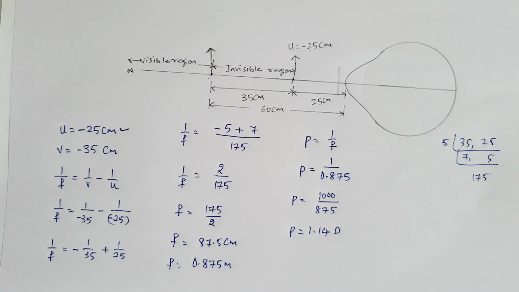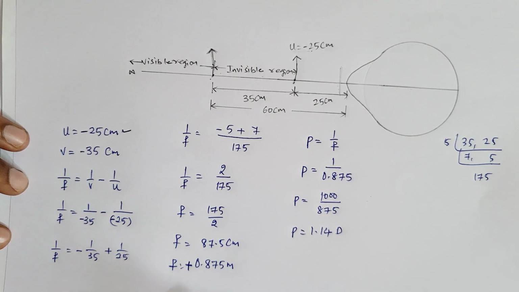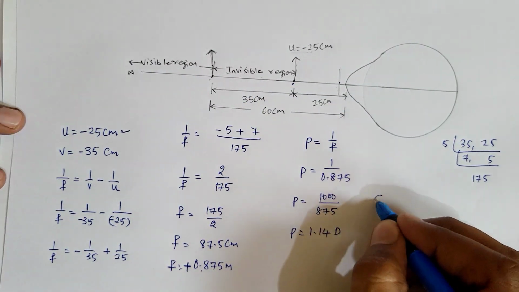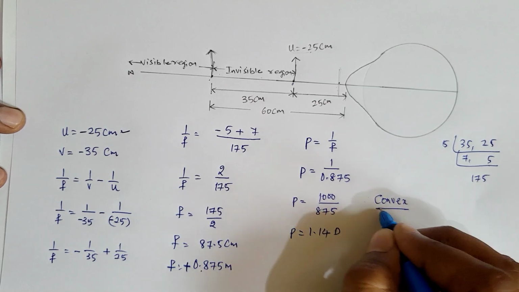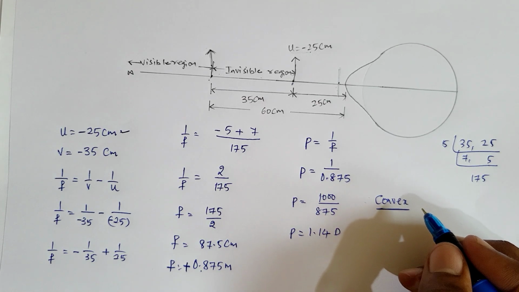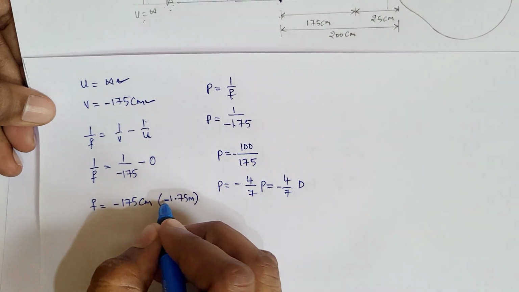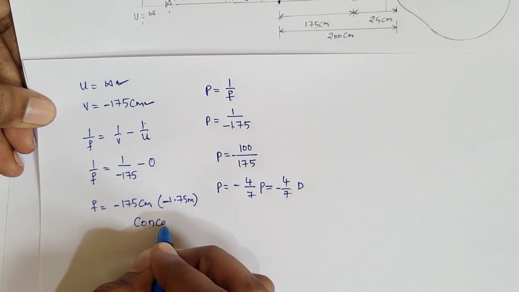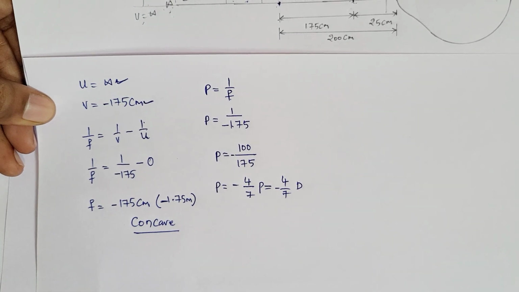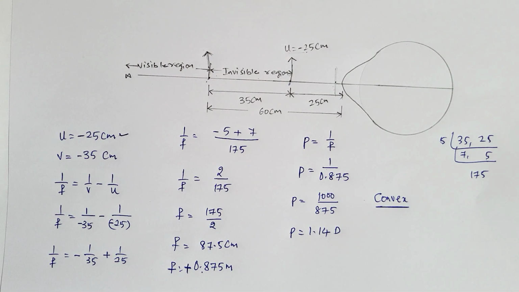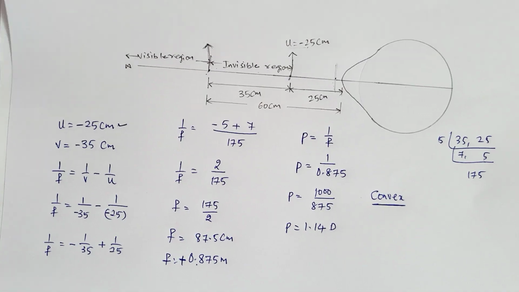Okay? Now if you look, we got focal length positive here. Focal length positive means which lens will we use for hypermetropia? Convex lens. If you look at the problem we solved on myopia, we got focal length as minus. Means which lens are we going to use? We are going to use concave lens for curing myopia and convex lens for curing hypermetropia.